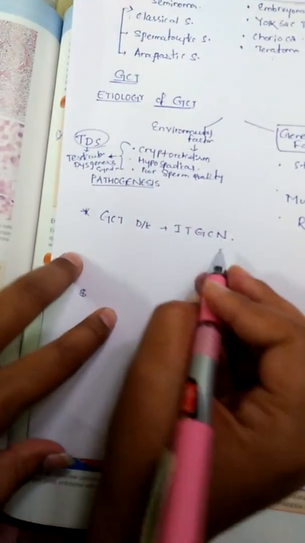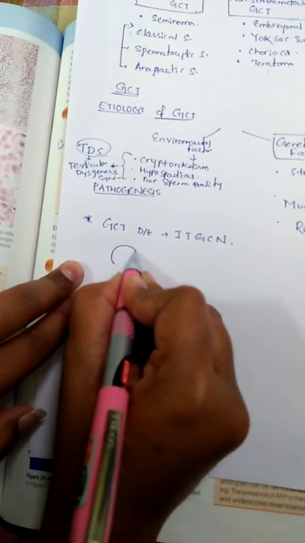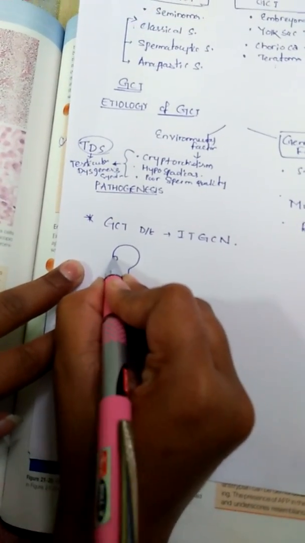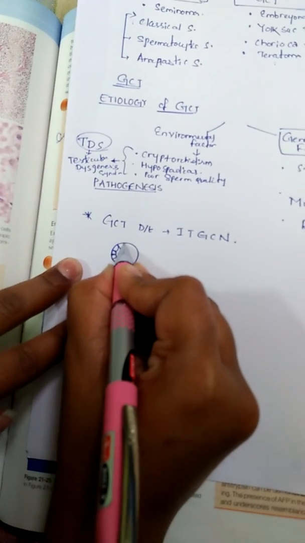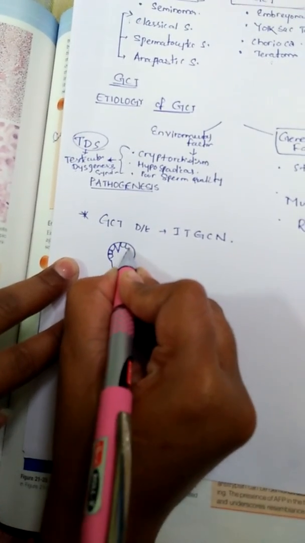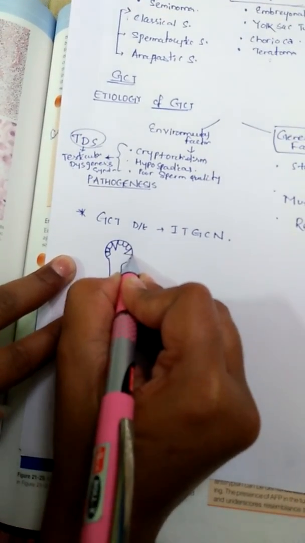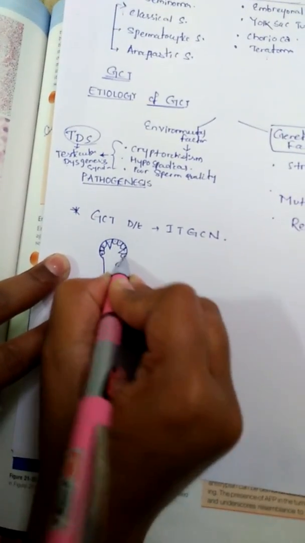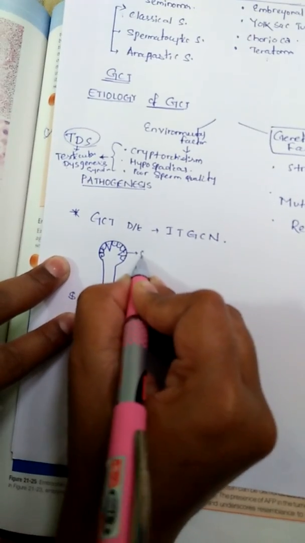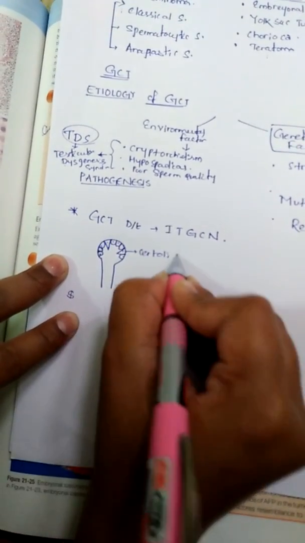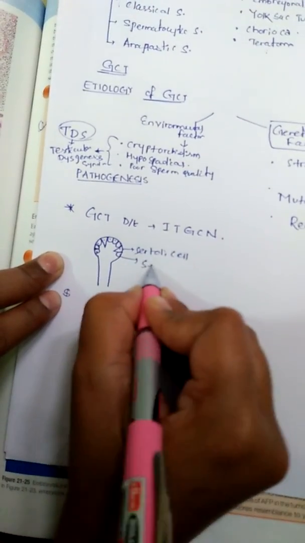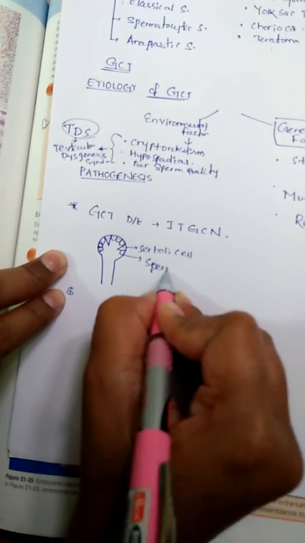First I want to make you understand one thing. Let us imagine this is a seminiferous tubule, and as you all know, the seminiferous tubule consists of two types of cells. One is spermatogonia and another is the Sertoli cell. This pyramidal cell is the Sertoli cell, and the rounded cells are the spermatogonia.